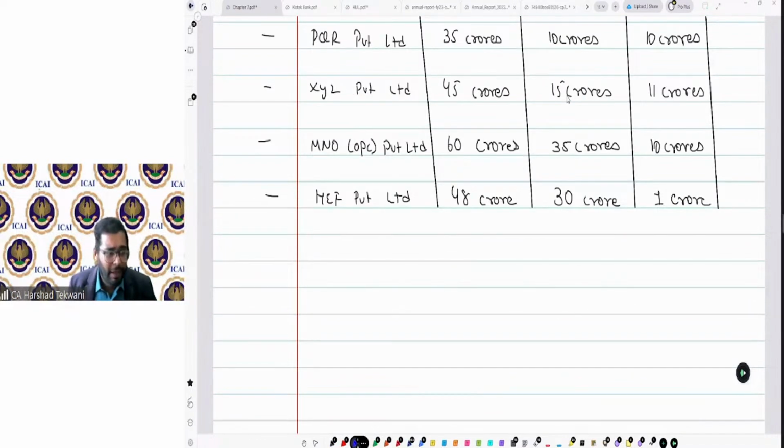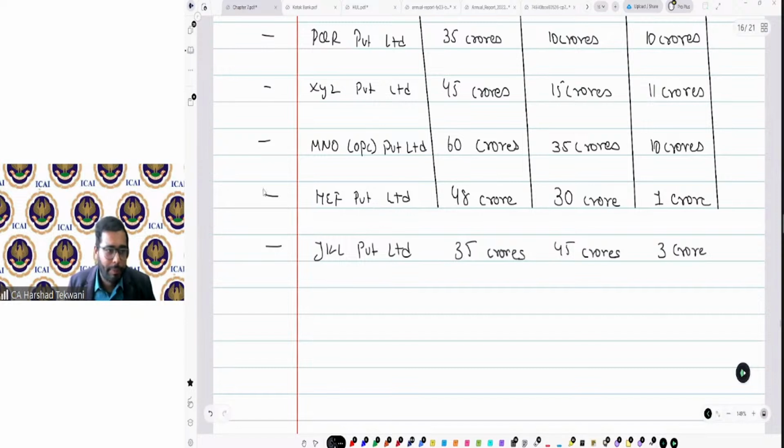I'll add one more company over here. Let's say JKL Private Limited, which has a turnover of, let's say, 35 crore, which has a borrowing of, let's say, 45 crore, and which has a paid up share capital of 3 crores. So a huge borrowing company, JKL company. For this company also, you need to tell whether it will be applicable or not.